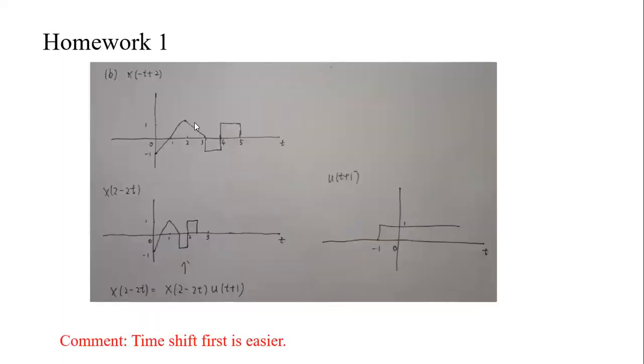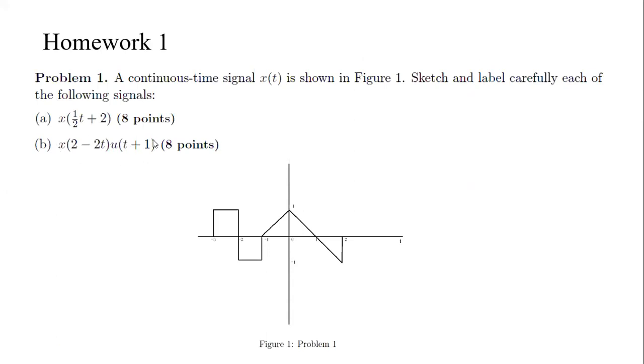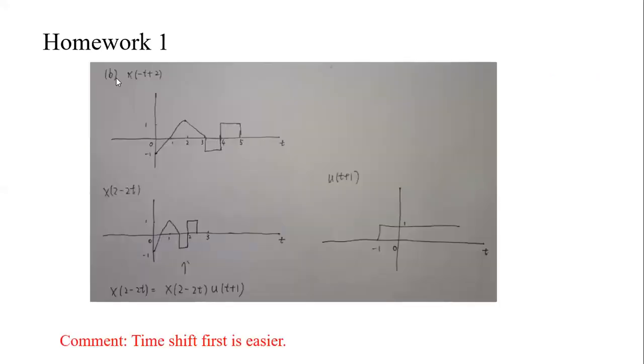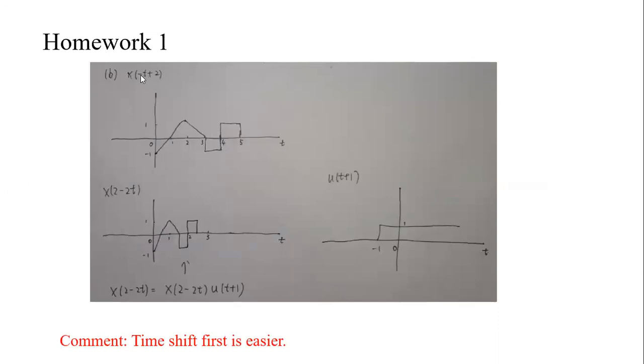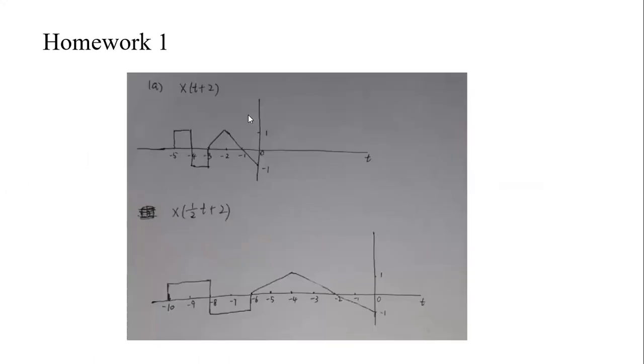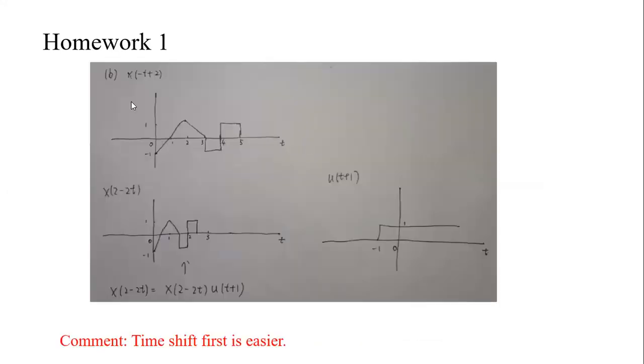And problem B, it is this one. And first, we also need to do the time shift because the amount of the time shift is the same as the problem A. So the first step of the problem B is also the first step of the problem A. So I omit it here. And we first shift the signal to the left by 2 units, and then we obtain the x of t minus 2. And then we reflect the signal from the left of the vertical axis to the right of the vertical axis. Then we obtain this result.